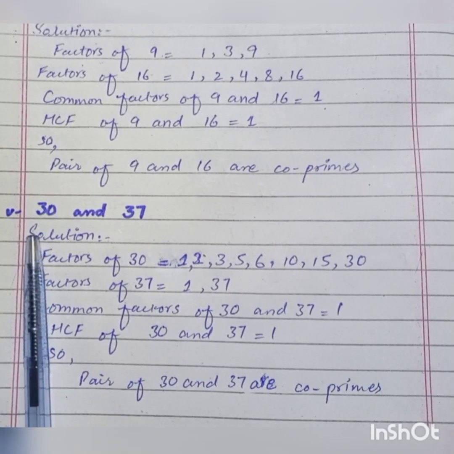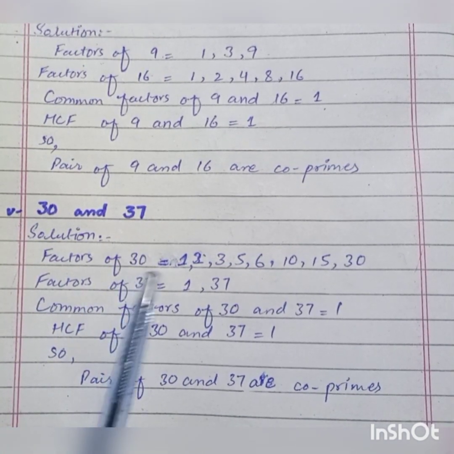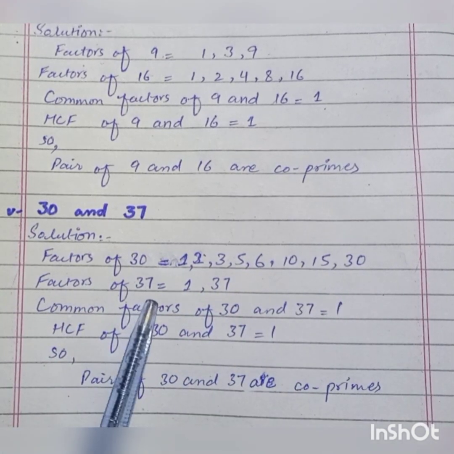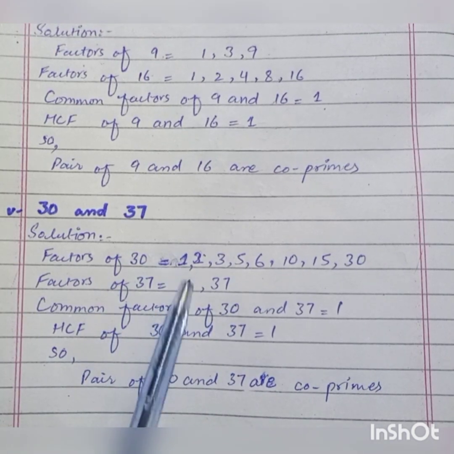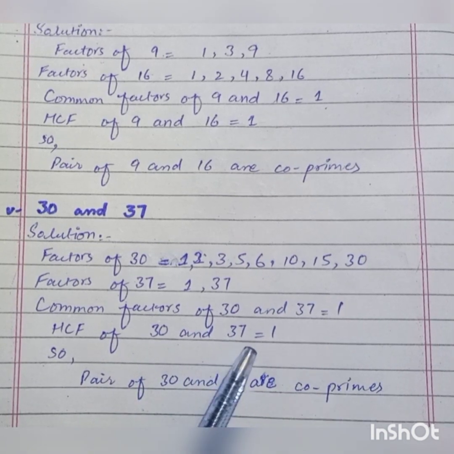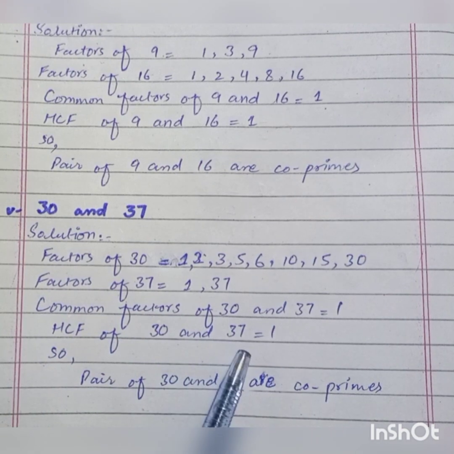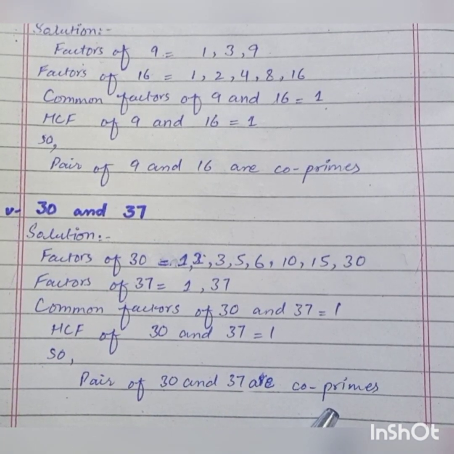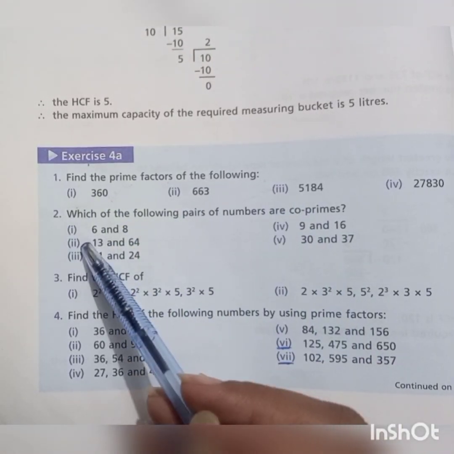Now students, move towards the part number 5, that is 30 and 37. So let's see, the factors of 30 are 1, 2, 3, 5, 6, 10, 15 and 30, and the factors of 37 are 1 and 37. We can see the common factor is just 1, which means the HCF of 30 and 37 is also equal to 1. As the HCF of this pair is equal to 1, which shows that the pair of 30 and 37 are coprimes.